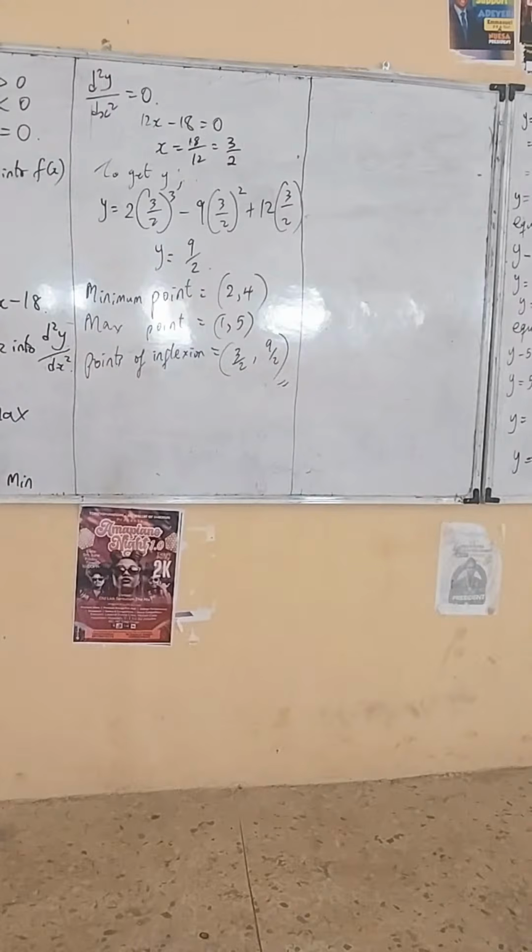First thing is to get the first derivative. Let the derivative equal to 0 to get your x. Then put x into the function to get the y's. Then second derivative, put x into the second derivative to know where is the minimum and maximum. Then if you are to get the point of inflection, let the second derivative be equal to 0. You get the x, and after getting x, put it into the function again. You also get the y. Then you conclude.